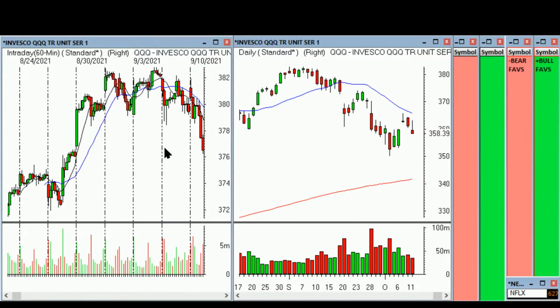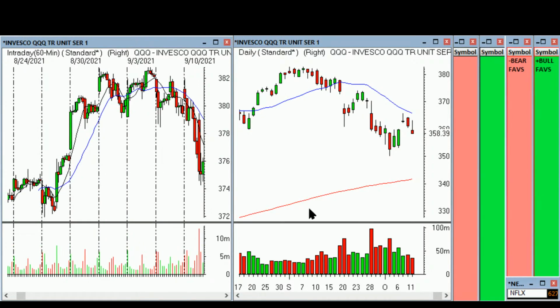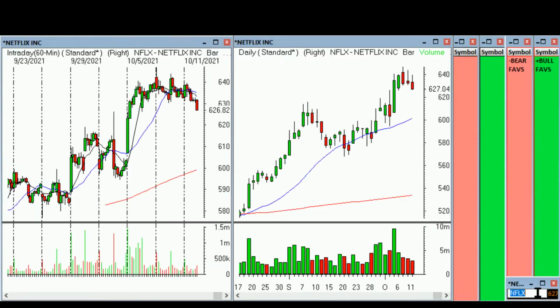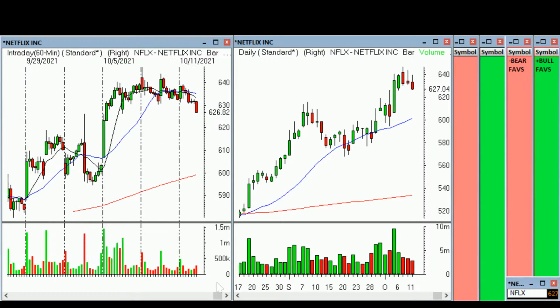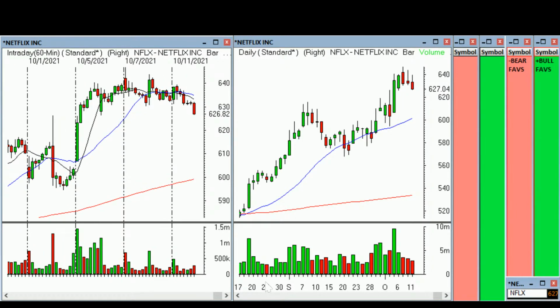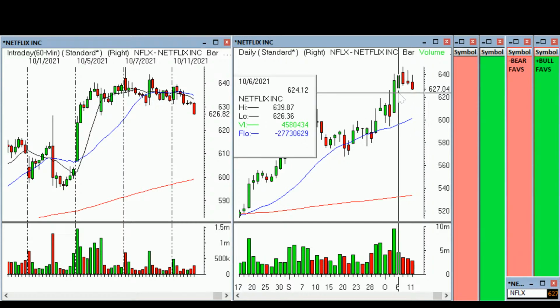This is hard. This isn't easy, deciding what to do with Netflix. It's a long-term play, so I'm going to stick with it, but it looks a little scary to me. It looks like it's going to come in. We can also just eliminate the added shares.